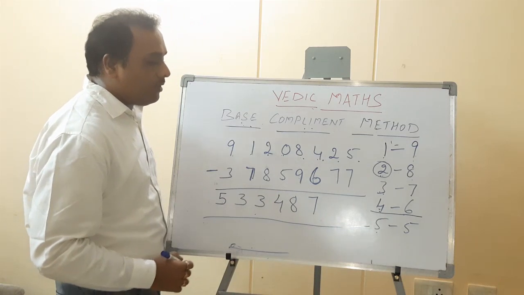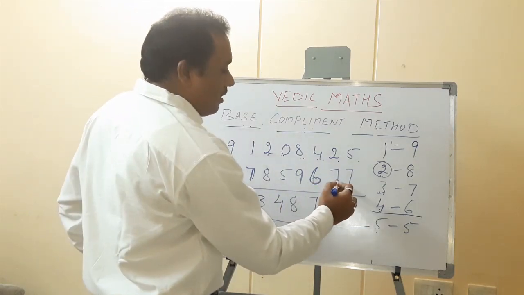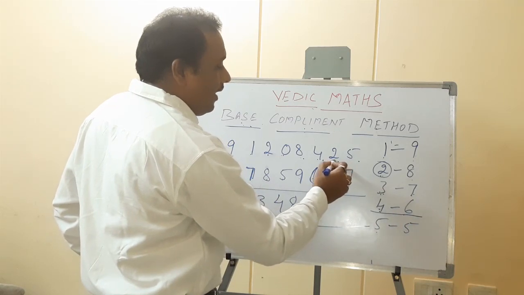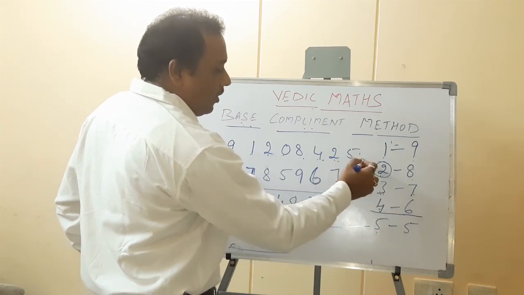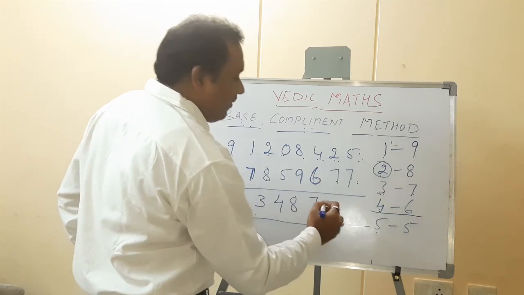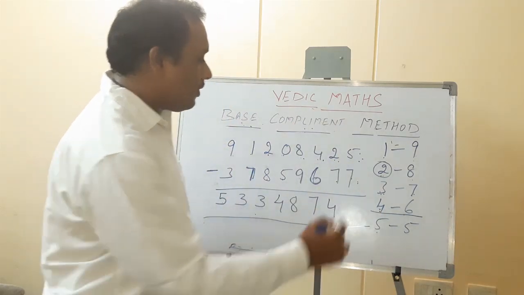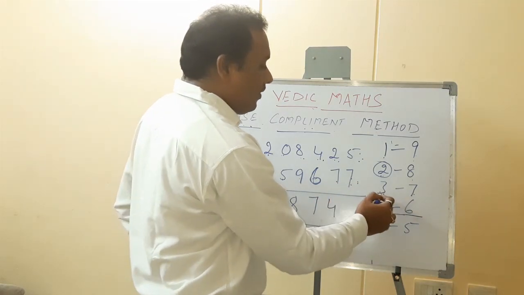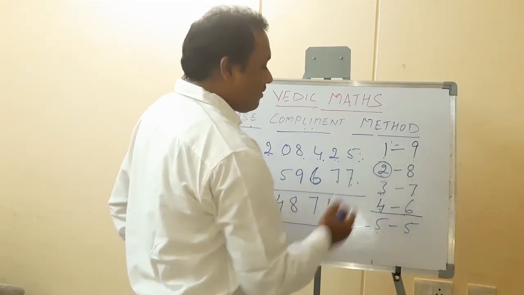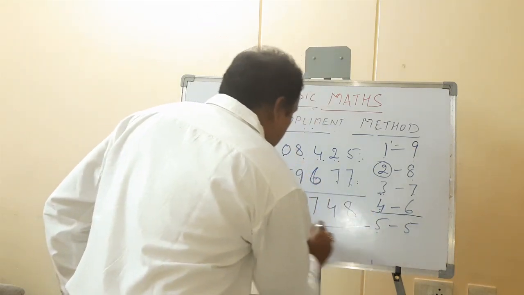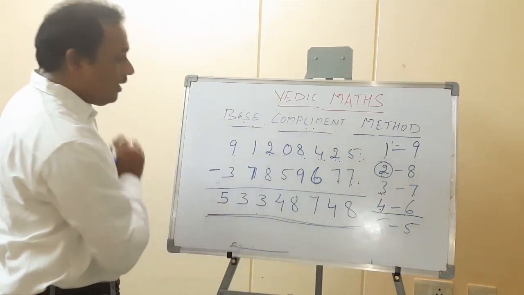So now what is the complement for 7 here? The complement for 7 is 3. 3 plus 2 will be 5. So again we have a problem here. 3 plus 2 will be 5, so I am writing 4 here. So now what is the complement for 7 here? Complement for 7 is 3. 3 plus 5, what are we getting? 8. So no strikes, no borrowing, nothing.